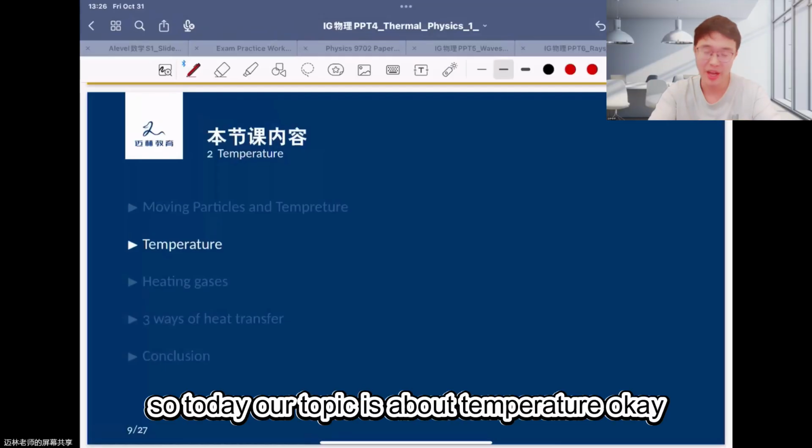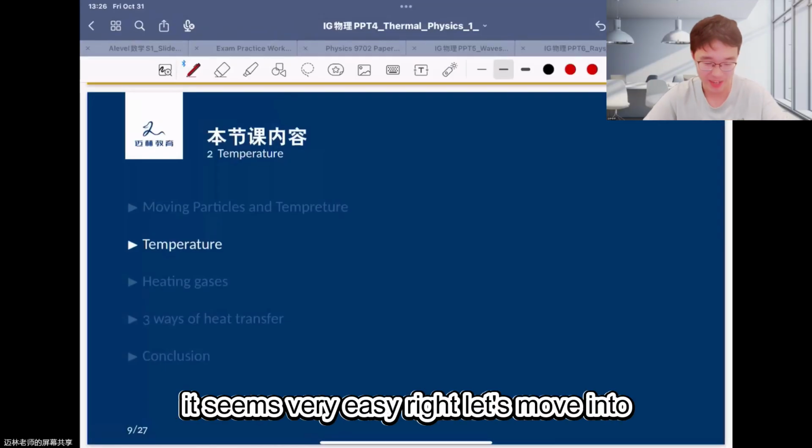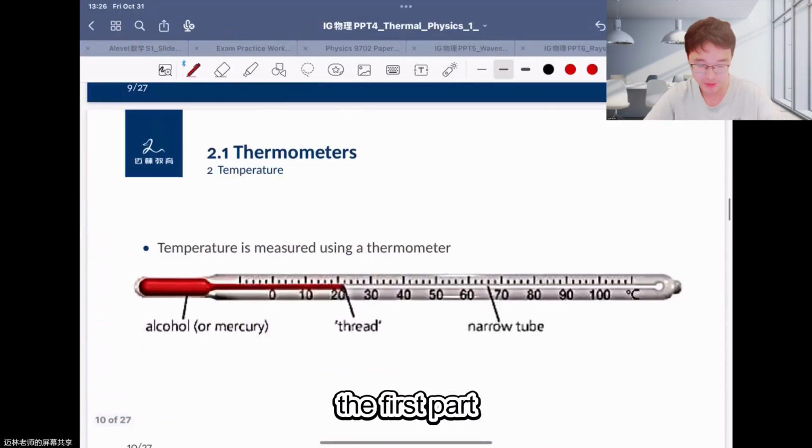Hello guys. So today our topic is about temperature, okay? It seems very easy, right? So let's move into the first part.